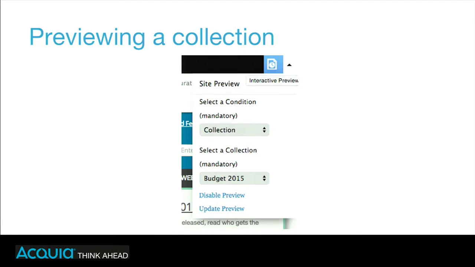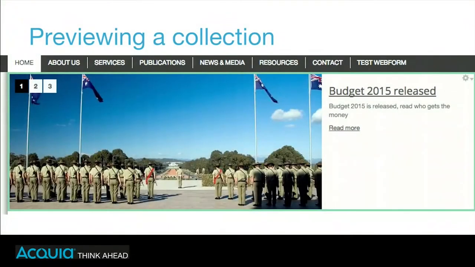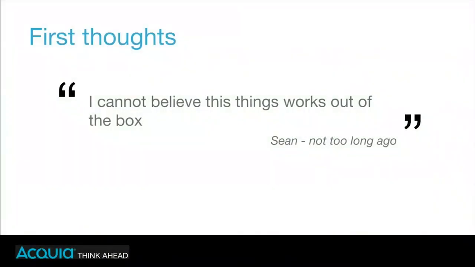And coupled with this other module called interactive information bar, or IIB, that's a nav bar module along the top there, on the top right there's a little drop down, and you can actually say, I want to see a condition where it's a collection, and the collection is budget 2015. And when you initiate that, you'll see, for better or worse, I haven't yet made my mind up, a green border around things that weren't there before or have changed. It's just to indicate to the user that, hey, this is new. This is not actually on the live site.